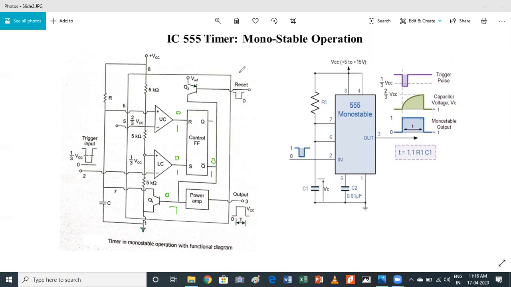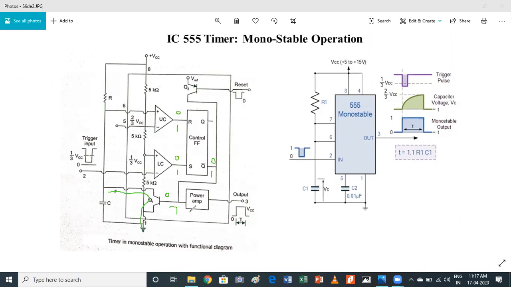If we get high here, the transistor gets sufficient voltage to function. So now the discharge transistor Q1 becomes on. If the transistor becomes on, what will happen? This capacitor is short circuited to ground. See here. So this capacitor becomes short circuited. So suddenly, it discharges immediately to 0.